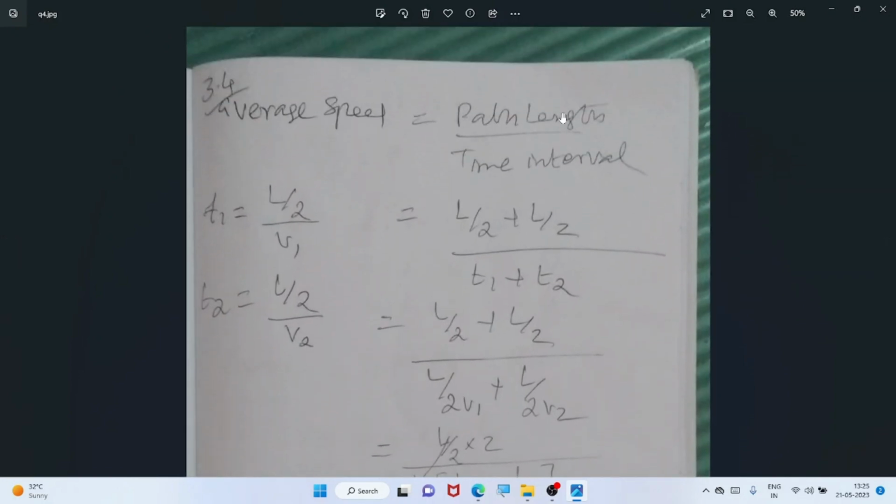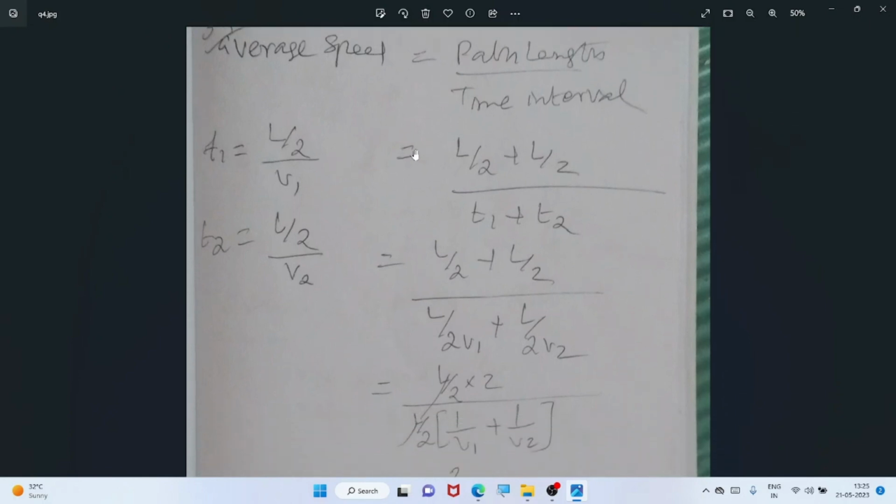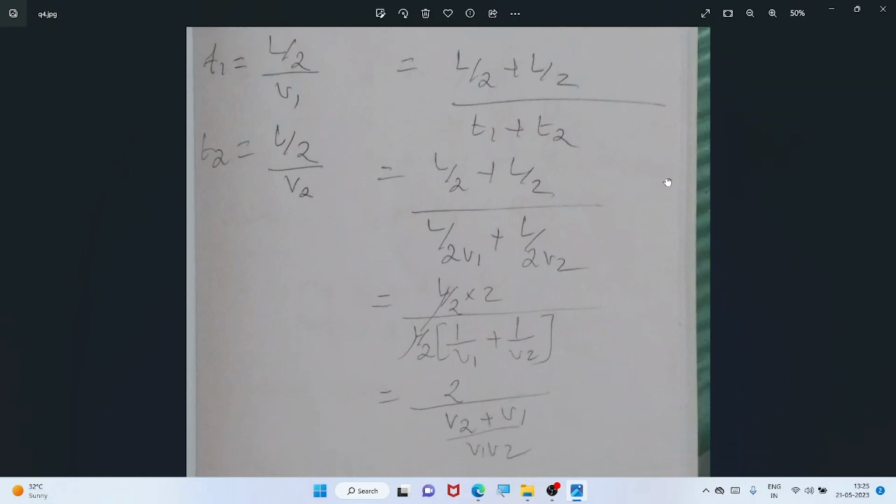Average speed equals path length divided by time interval. Path length is first half plus second half. Assume t1 and t2 are the times. Time is length divided by velocity, so t1 is L by 2 v1 and t2 is L by 2 v2.